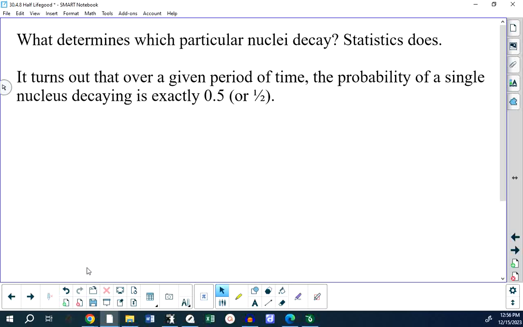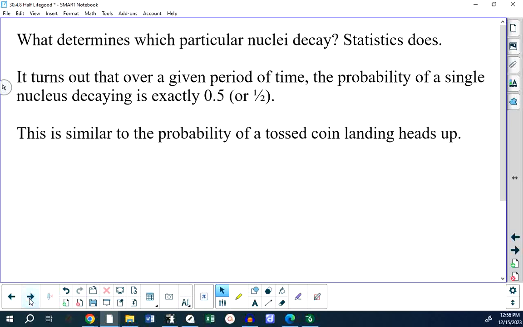So we cannot predict, if I look at a nucleus of polonium-210, whether that nucleus is going to decay or not. It's a magnetic coin, in case you're wondering. It's a magnet. We cannot predict whether that particular nucleus will decay, but we can say with certainty that it has a 50% chance of decaying. And that's exactly what's going on with radioactive decay. It's very, very similar to the probability of tossing a coin.